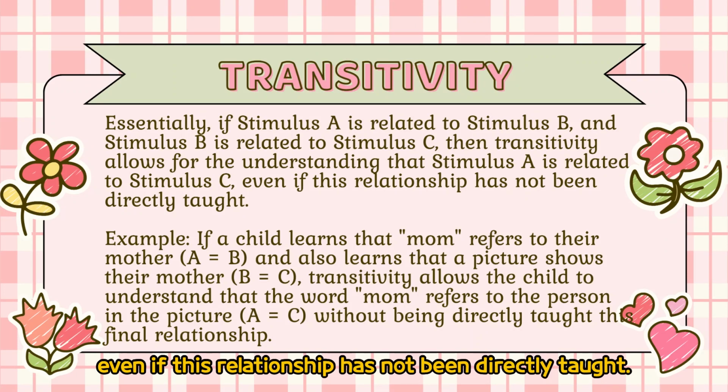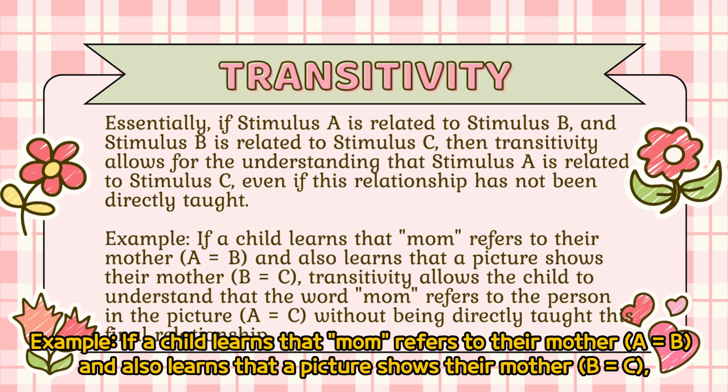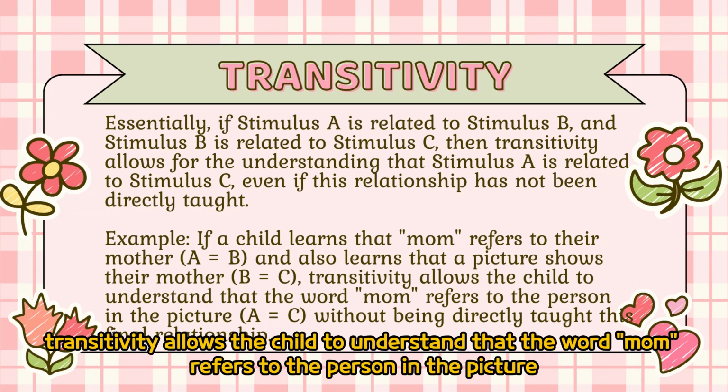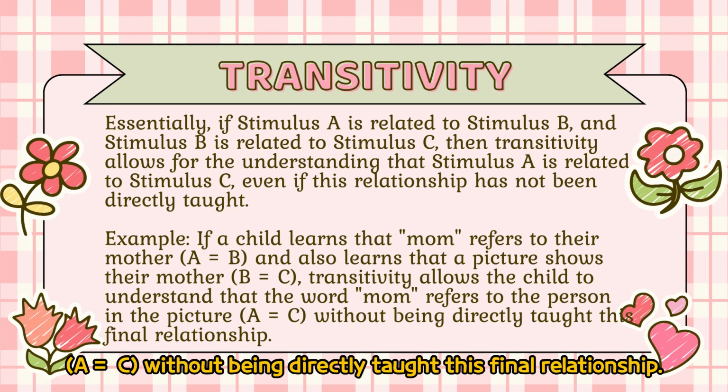directly taught. Example: if a child learns that "mom" refers to their mother, A equals B, and also learns that a picture shows their mother, B equals C, transitivity allows the child to understand that the word "mom" refers to the person in the picture. A equals C, without being directly taught this final relationship.